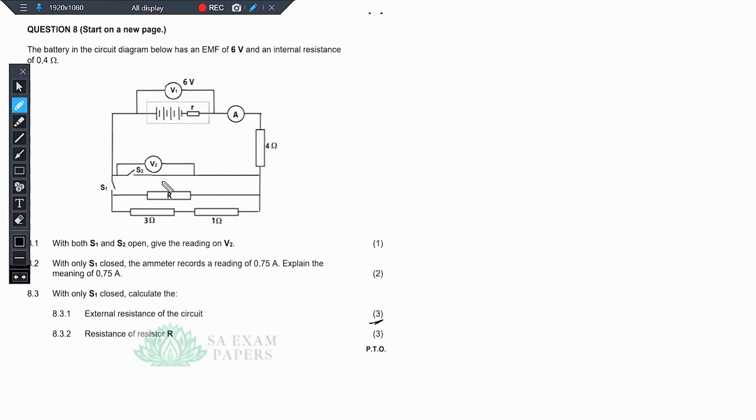Now, from here, we can see that we cannot calculate the external resistance of the circuit simply by calculating the resistors in parallel and also adding the resistor in series, because we don't have resistor R here, which we are being asked to calculate in 8.3.2. So now we must think of other ways to calculate the external resistance. If we go back here, we are given the EMF, and then we are given the internal resistance. Now, the formula that comes to mind is obviously E = I(R + r), right? So it's always a straightforward thing.